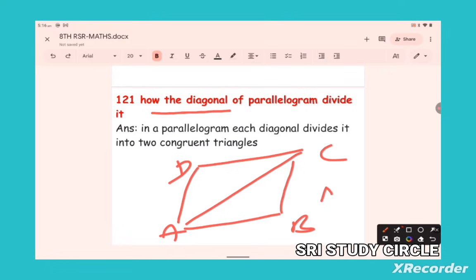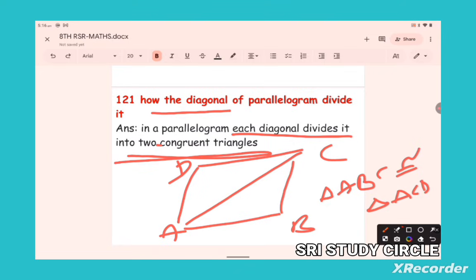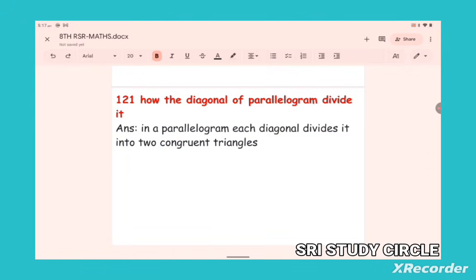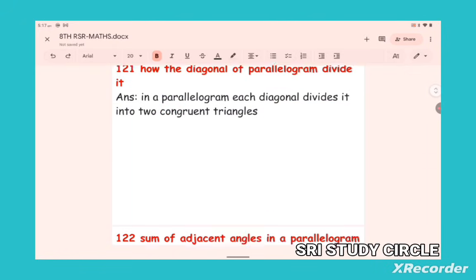So here triangle ABC is congruent to triangle ACD. In a parallelogram, each diagonal divides it into two congruent triangles. Now next question.